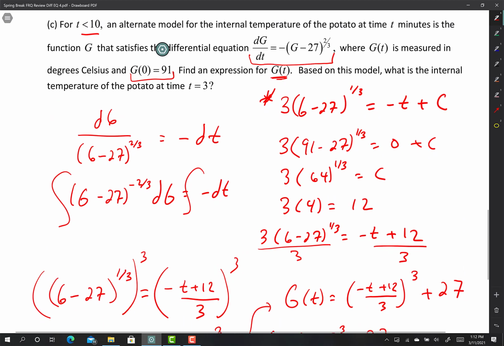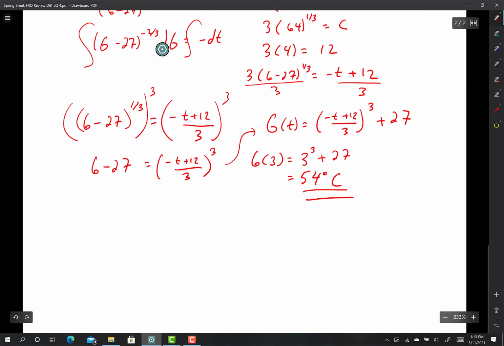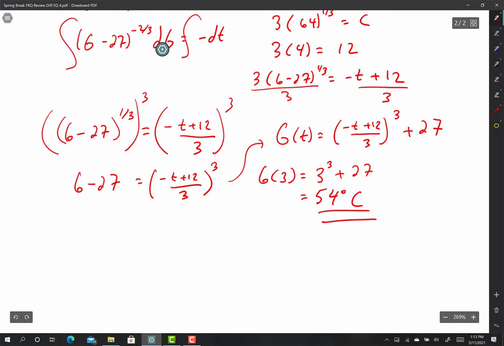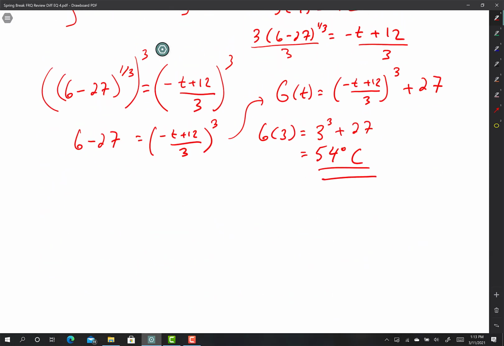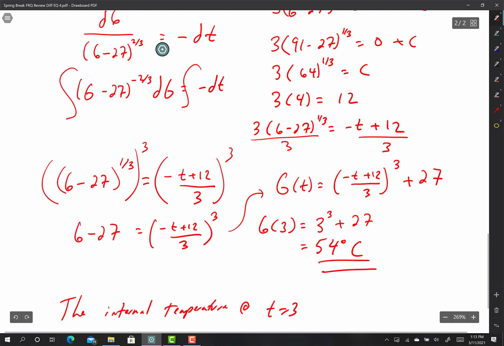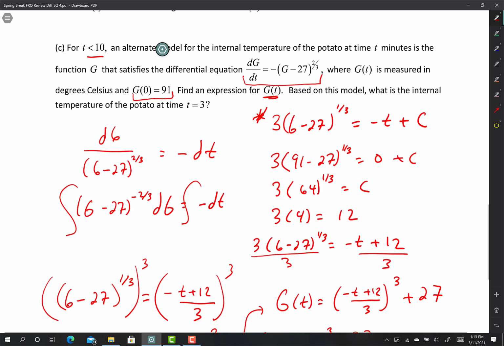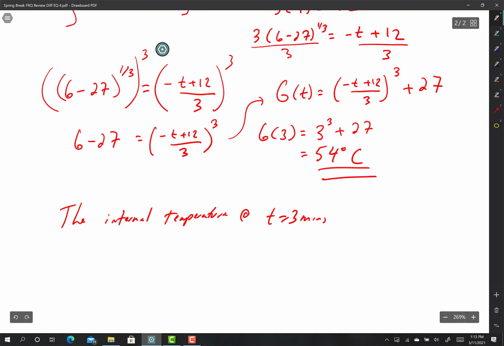I would say the temperature at T equals 3 is 54 degrees Celsius. Why am I not writing a statement? Well, okay, I'll write it, guys. Let me see, how am I going to write it? The internal temperature at T equals 3, is it minutes? Yeah. T equals 3 minutes is 54 degrees Celsius. All right, there it is.